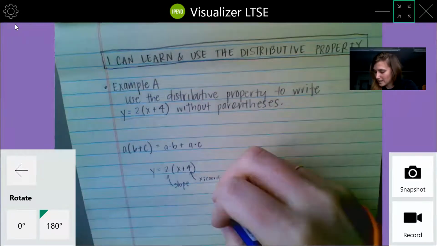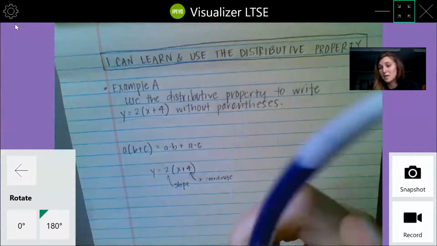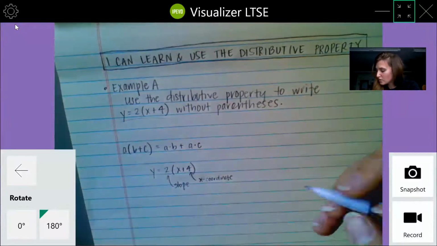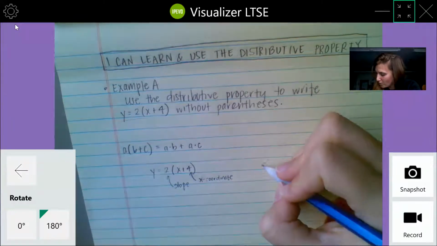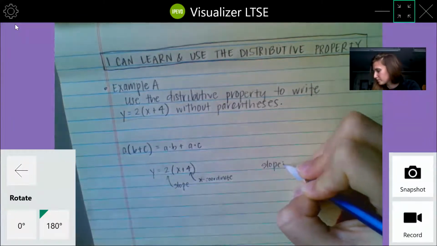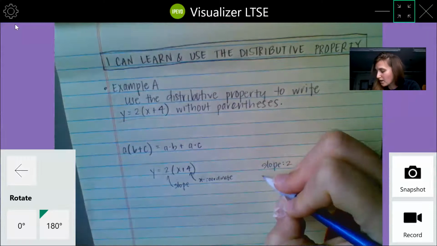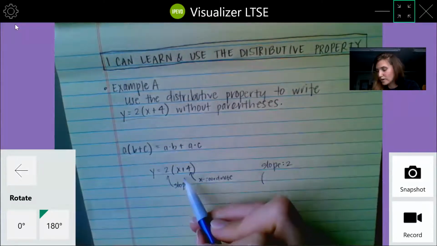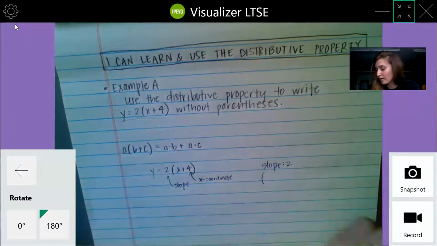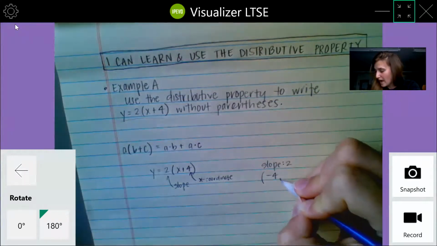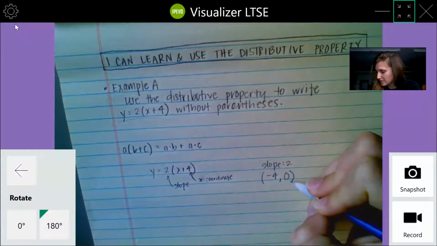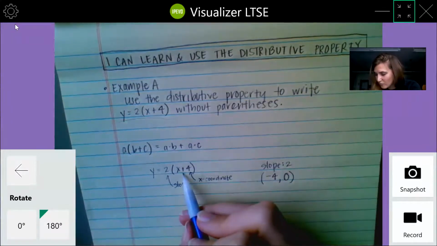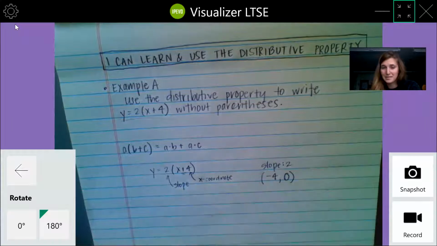My y coordinate doesn't seem to be there, which means that it is 0. So then I know that my slope of this line is 2, and then a point on the line would be, my x coordinate would be -4, and the y coordinate would be 0. The x coordinate is -4 because I have a plus sign right there.